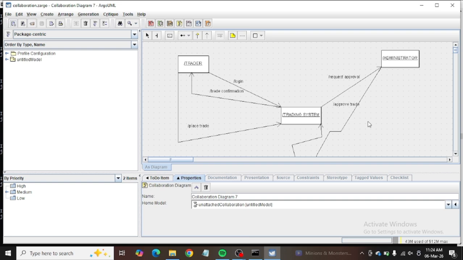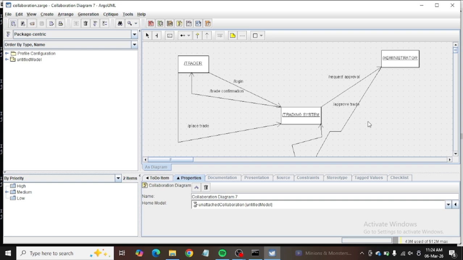After successful login, the trader places a trade request in the system, and then the trading system receives the trade request and processes the trade details. Then the system sends the request to the administrator for the verification and approval process. The administrator checks the trade information and decides whether the trade should be approved or rejected. If the trade is approved, the system processes the transaction and sends a confirmation message back to the trader.